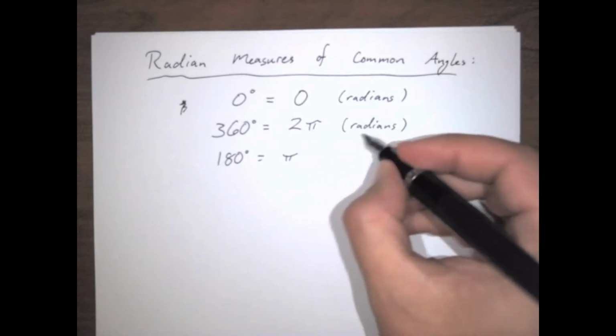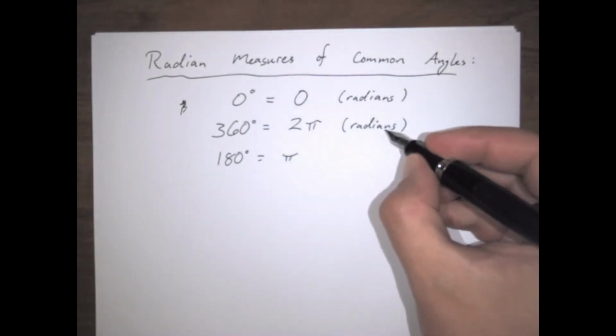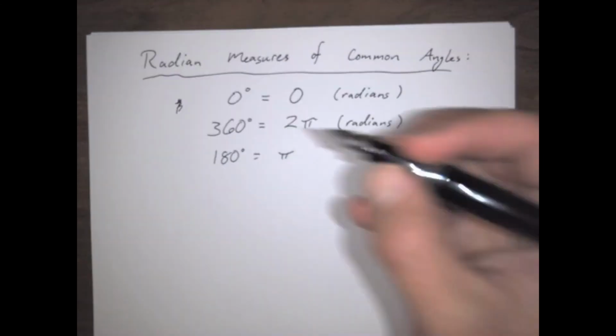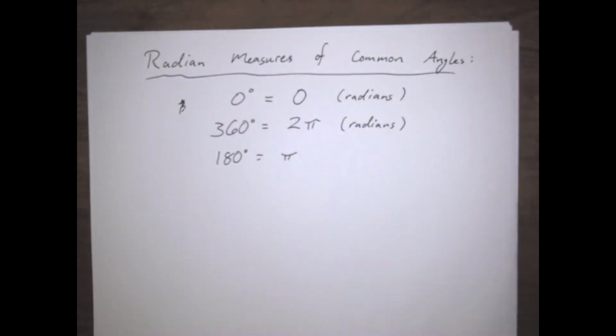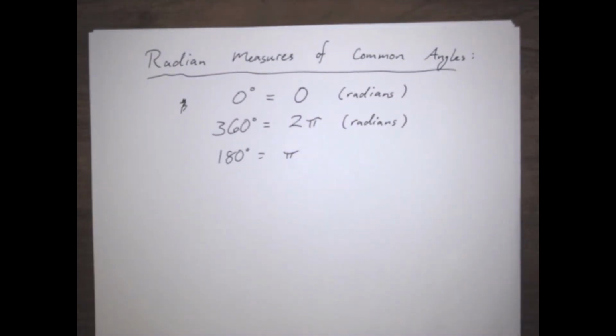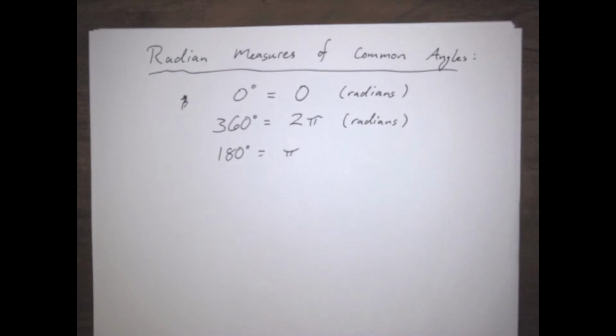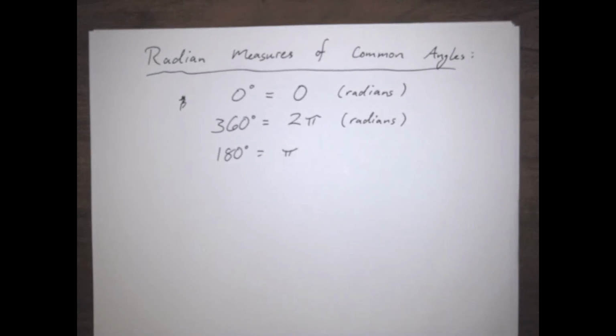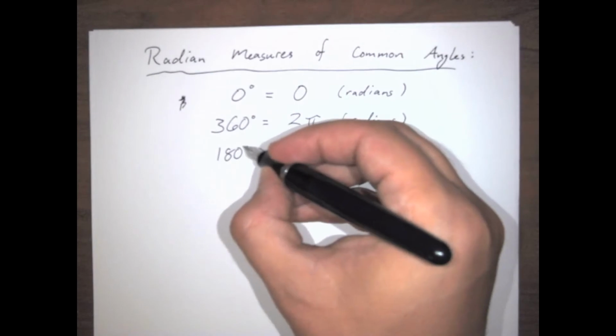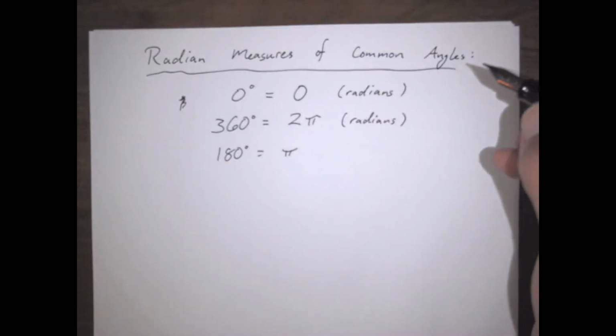So we won't usually write radians after a radian measure. However, the degree mark after a degree measure is totally obligatory. You cannot omit that at any point. If your measurement is in degrees, you must write the degree mark.